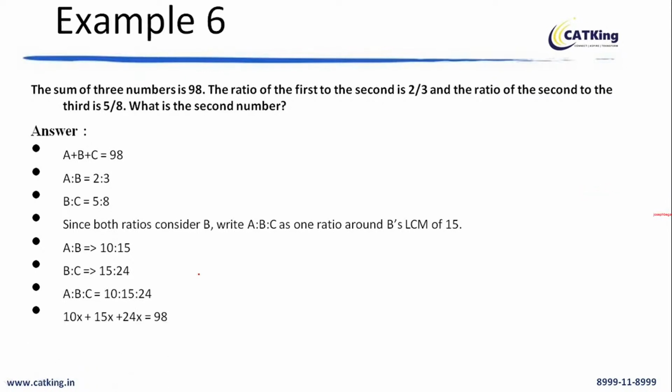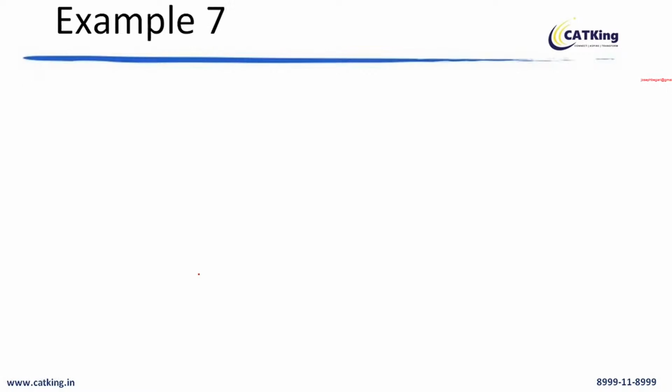Now we can take a common multiple x. So it becomes 10x plus 15x plus 24x is equal to 98. That is 49x is equal to 98. Now we know this x is equal to 98 by 49, which is 2, and we have to find out the value of B, the second number, which is 15x. So 15 into 2 is 30. I hope you've got this.